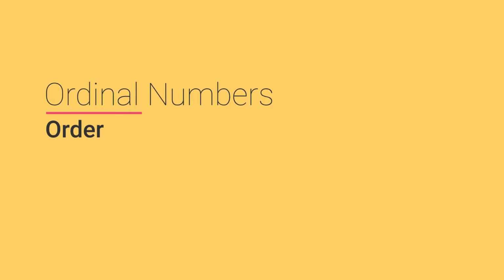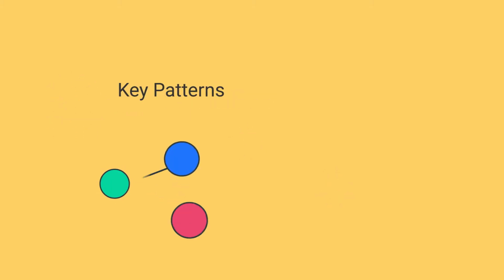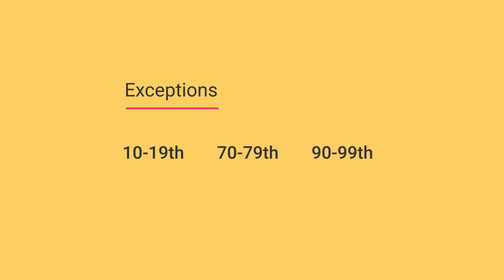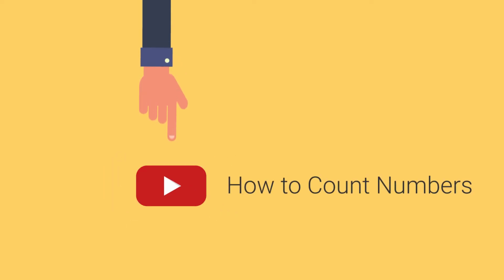First, second, third are examples of ordinal numbers. The secret to counting ordinal numbers in Haitian Creole is by knowing the key patterns and also the exceptions, which are usually 10th through 19th and the 70s and 90s. Now, if you have not watched our video on counting numbers in Haitian Creole, please do so because that will greatly help you in understanding how ordinal numbers work.